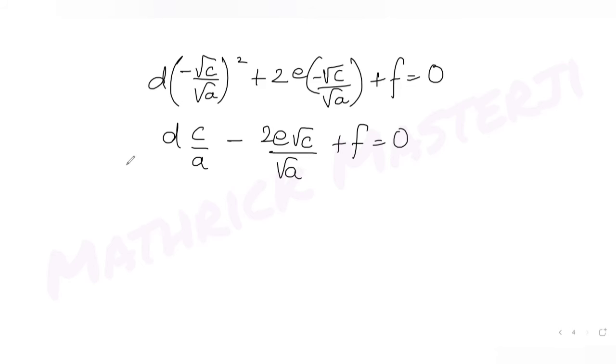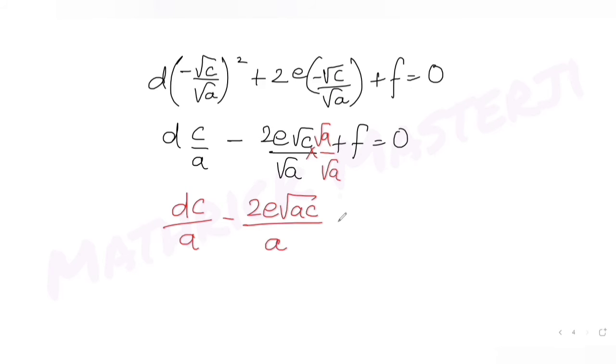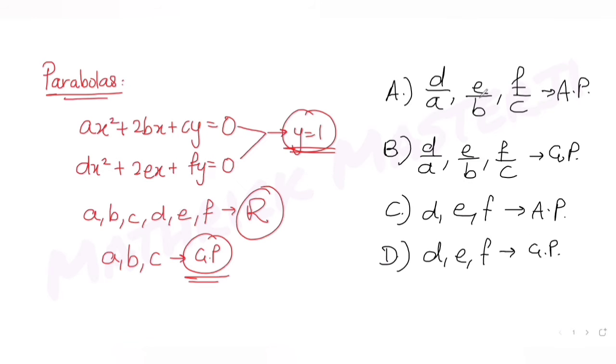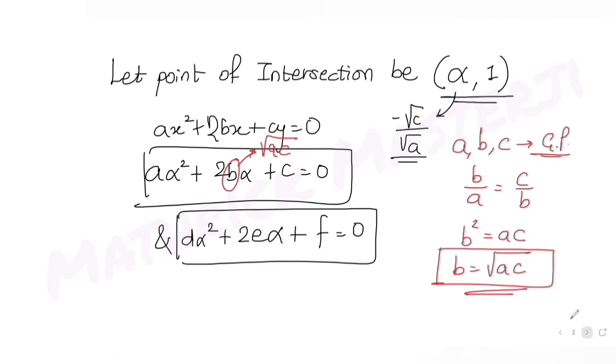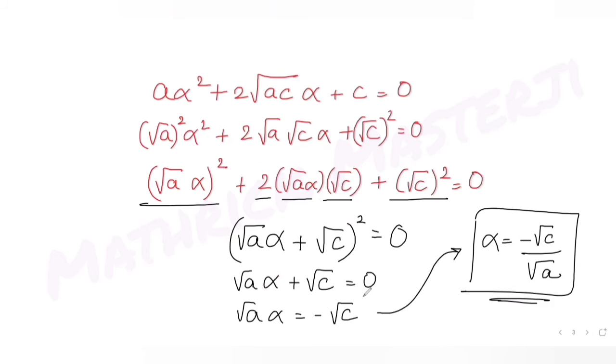So once I get this expression entirely, if I try to solve it further, I don't want a root in the denominator, so I'll rationalize that by multiplying root a both sides in the numerator and denominator, and that gives me d c over a minus 2e root ac over a plus f equals 0. Now once I have that, I will divide this throughout by c, because I want to convert it in the form of d over a, e over b, and f over c. So if I try to do that, let's see what I get.